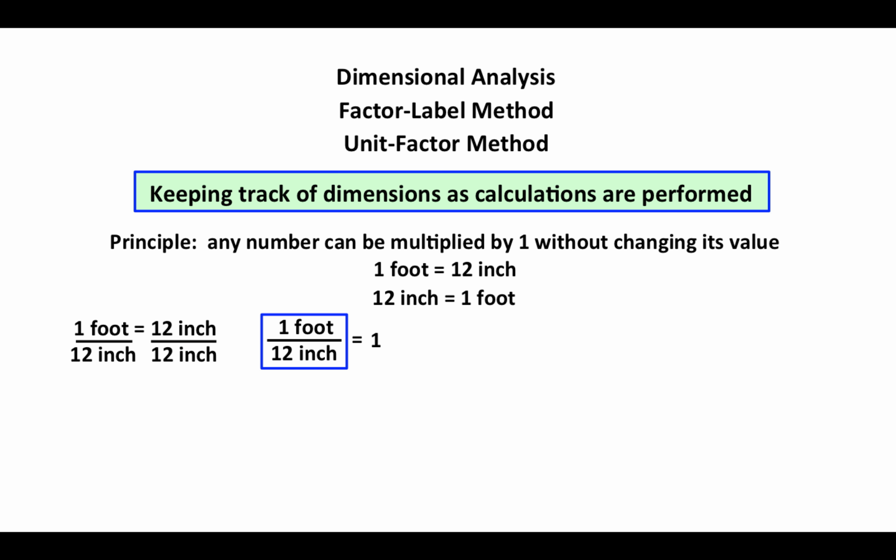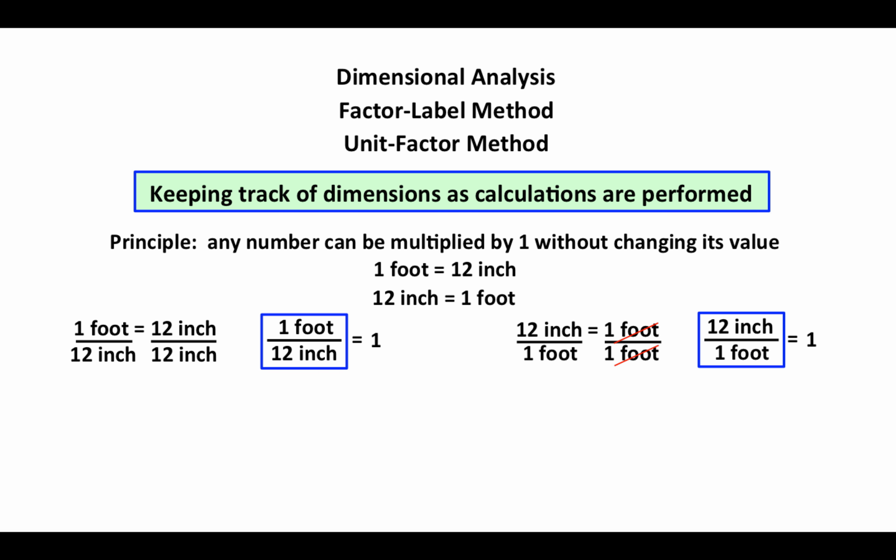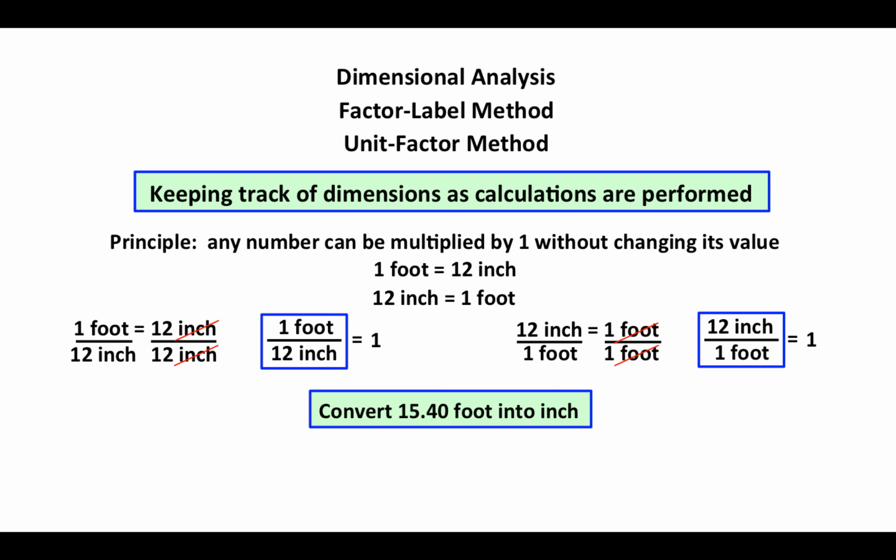Or I can take the second equation here and say if 12 inches equals 1 foot, I can divide both sides by 1 foot. Here foot cancels out and I get 12 inches divided by 1 foot equals 1. Here is a conversion. Convert 15.40 foot into inch.